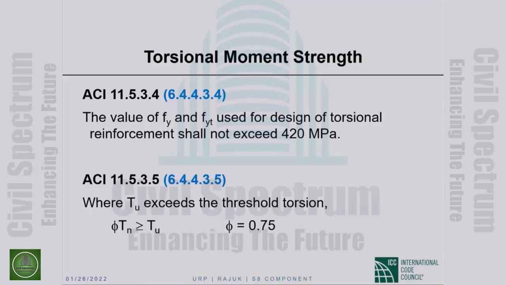So the value of f sub y and f sub yt used for design of torsional reinforcement shall not exceed 420 MPa. Where T sub u exceeds the threshold torque, we have to do torsional design. And torsional design means we have to provide design torsional strength at least equal to required strength. This is all strength design, no difference. We do exactly the same thing everywhere. Phi for torsion is the same as for shear. It is equal to 0.75.